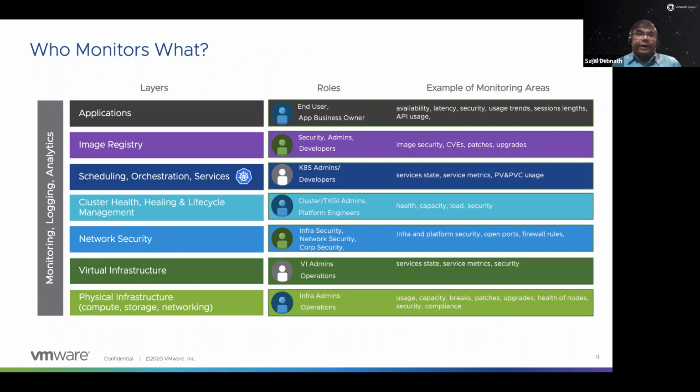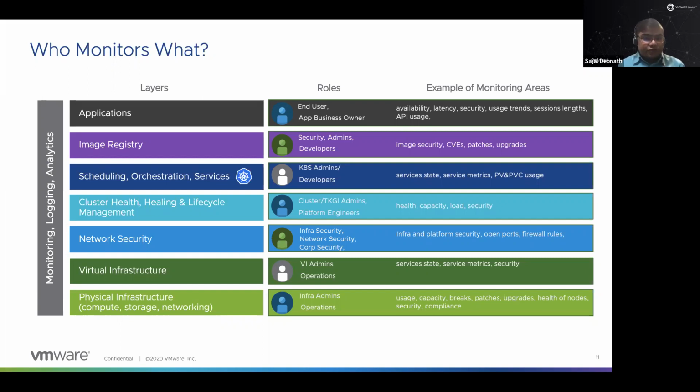Before you go there, we are not talking about a 5 people team. We're talking about an enterprise with thousands of clusters and thousands of hosts, and a very dynamic environment. So there are multiple teams who monitor that entire environment. Generally it's not a single team who monitors it. So who monitors what? We start with physical infrastructure: compute, storage, network, where you have the infrastructure admin or the operations team. They typically monitor the usage, capacity, the breaks, the patching, the upgrading of that environment. They deal with those kind of things.